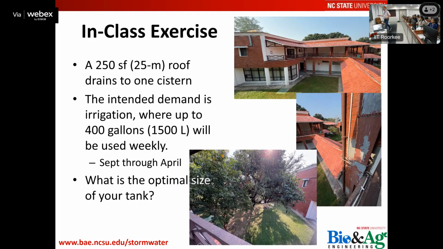But I've used some relatively simple conversions. 25 square meters is roughly 250 square feet, and 400 gallons is roughly 1,500 liters. Just understand that, because the model is all in imperial units. These are roughly the numbers we're talking about, and we want to find out how big that tank needs to be. The tank would go down here and be used again to irrigate this area.